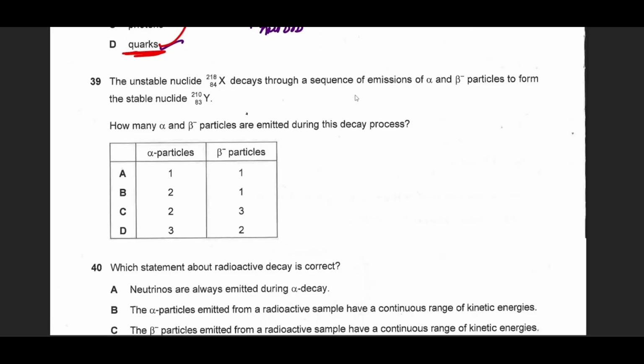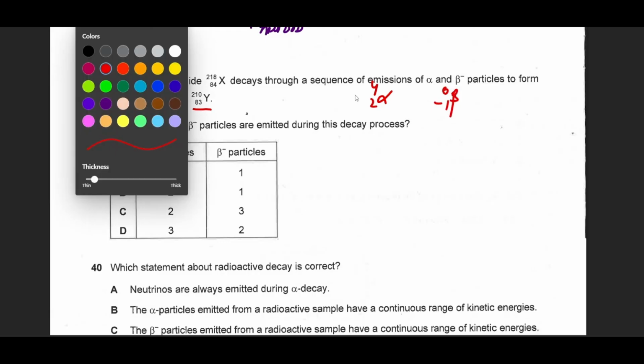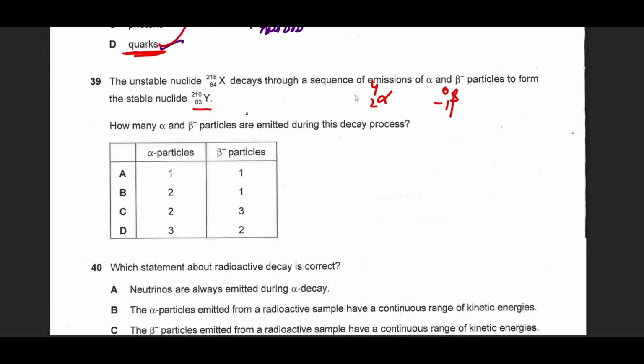39, this is an interesting question. He says that X decays by alpha and beta and becomes Y. He asks how many alphas and how many betas are going to be there. So the first thing to predict: alpha is 4, 2 and beta is 0, -1. First, we can very easily figure out how many alphas must have decayed, right? It goes from 218 to 210, so there is a difference of 8 in mass number, or nucleon number.